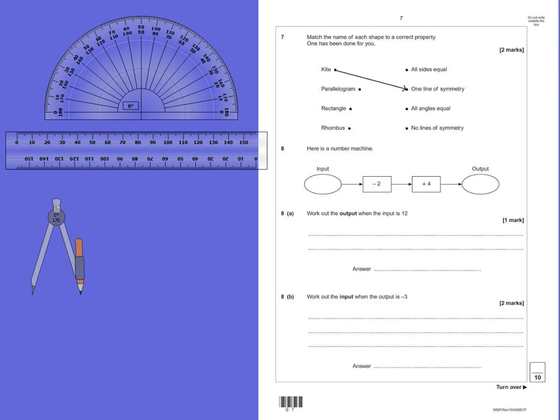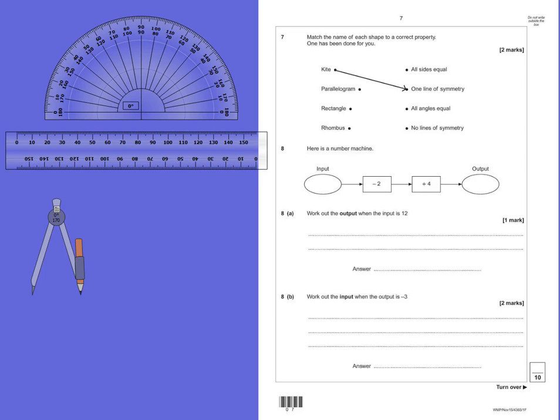Question 8. Here is a number machine. We have an input, subtract 2 from that input, then divide the answer by 4, and we have an output. Question 8a asks us to work out the output when the input is 12.